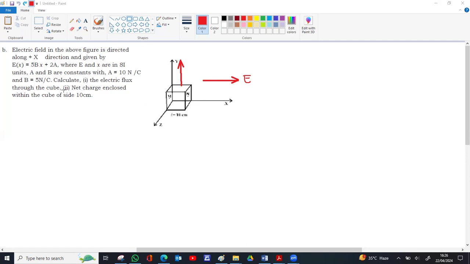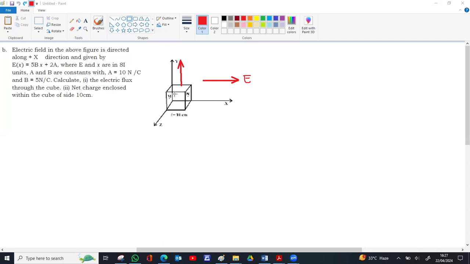We are supposed to find the electric flux through the cube, then the net charge enclosed within the cube. The side is 10 cm. The left face is marked as M and the right face is marked as N. The cube has 6 faces, so find the flux through each face and add up to get the total flux through the cube.